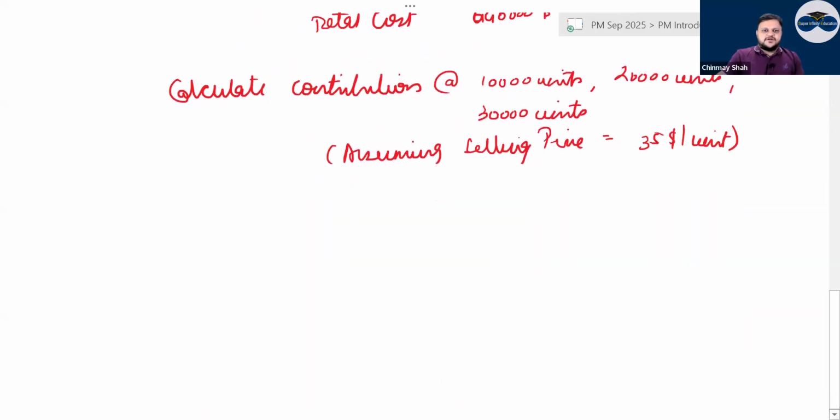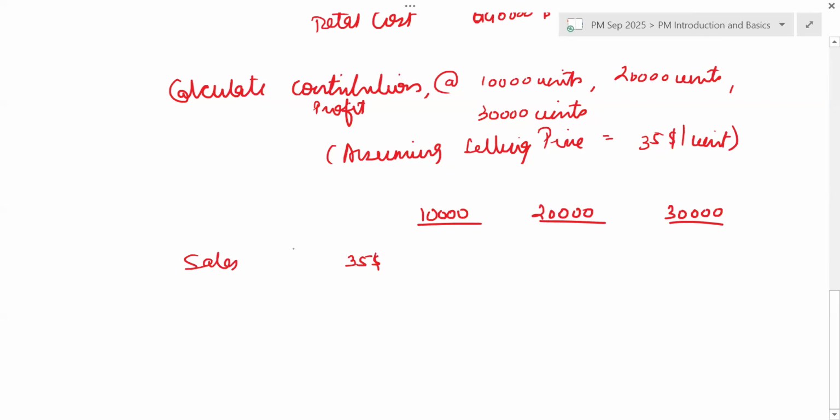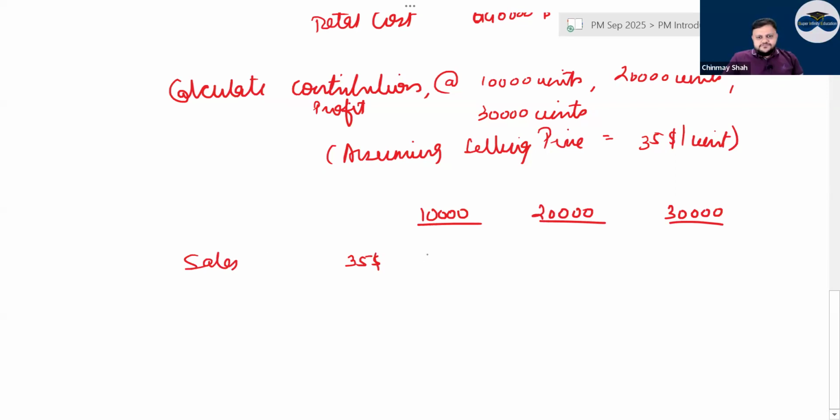Calculate contribution and profit. Okay, in 3 columns: 10,000 units, 20,000 units and 30,000 units. So how much are the sales? Sales is how much? $35 at all levels. 35, correct. So how much is the sales in the first option? Tell me.